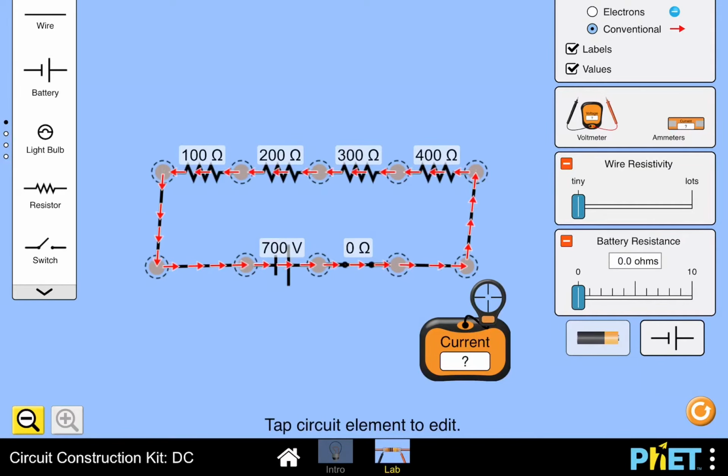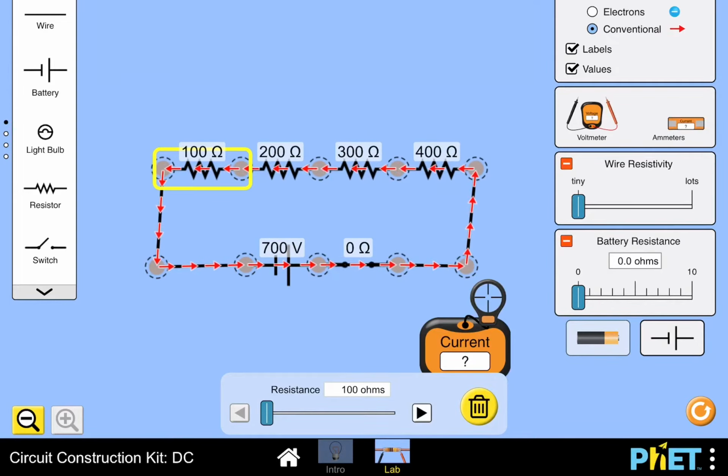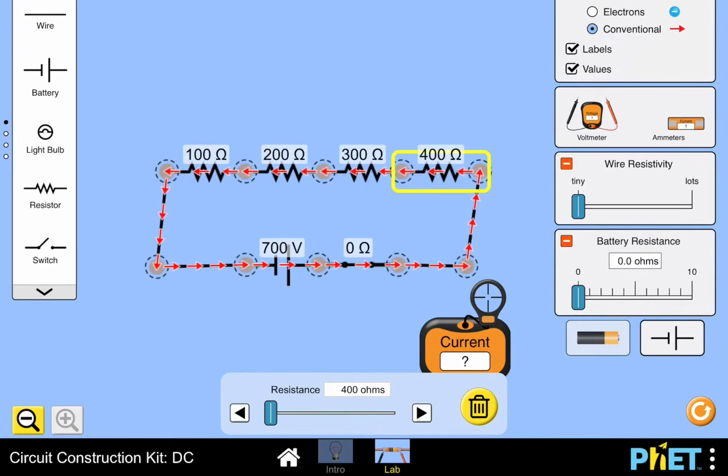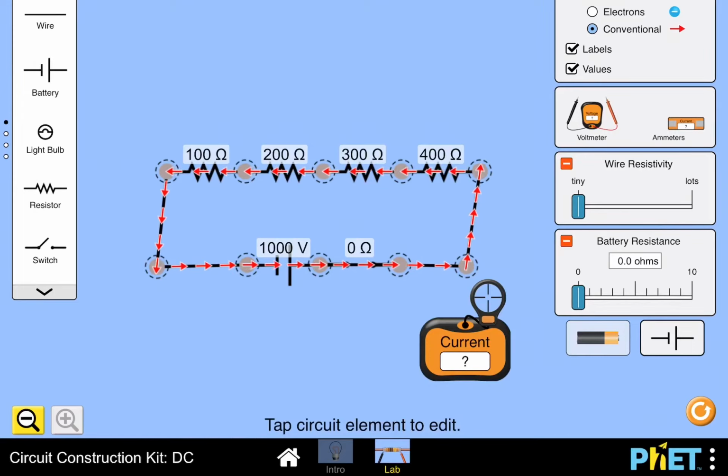In this case, as we have four resistors, the total resistance will be 100 plus 200, 300 plus 400. If you add them together, you get 1000 ohm. The applied voltage is 700. Let me change this one just to make life a little easier. I'm going to make it 1000. So 1000, and our resistance value is also 1000, so the current should be 1 ampere.